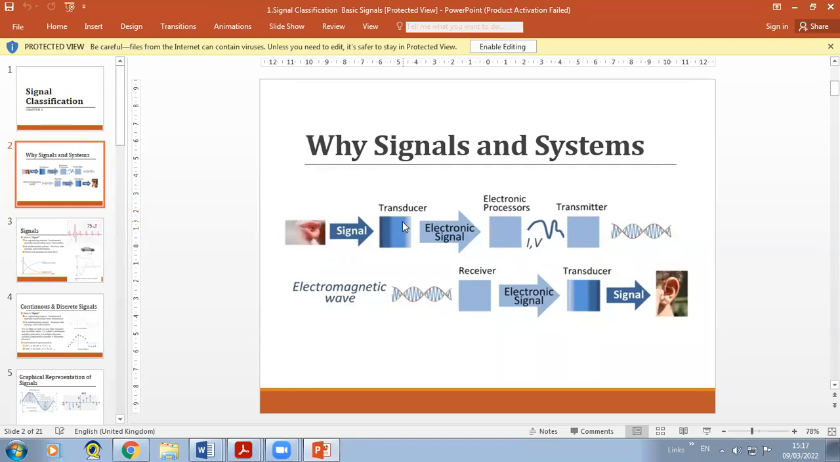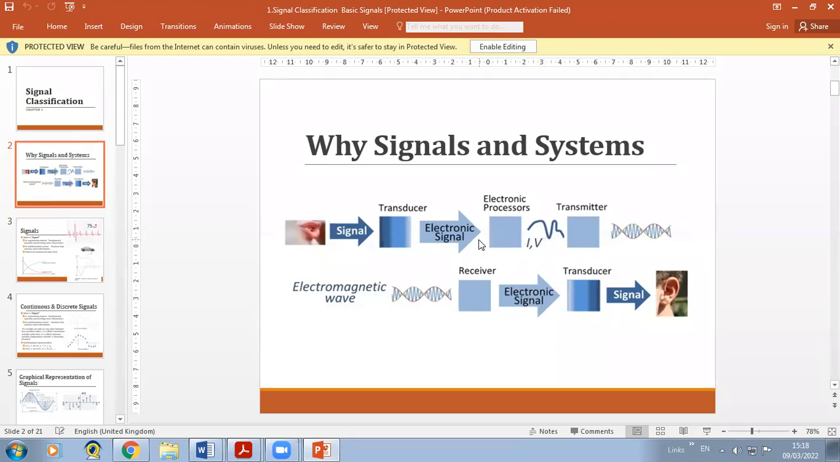So this transducer converts the audio, the words or the sound, actually sound, into an electrical signal. So this transducer is nothing but a microphone. At the output of the microphone we will get the electrical signal. So here we are dealing with the signal.